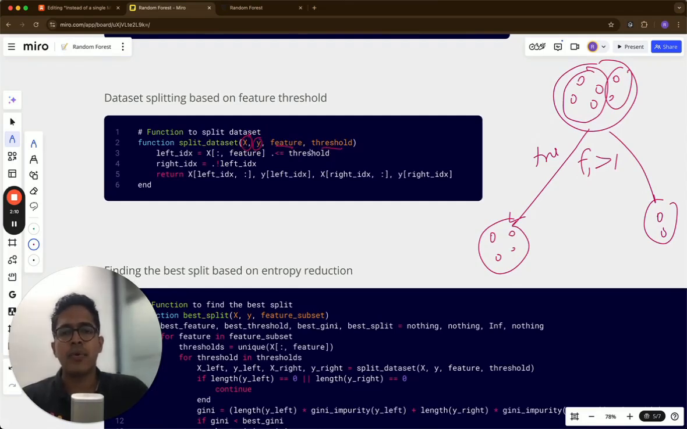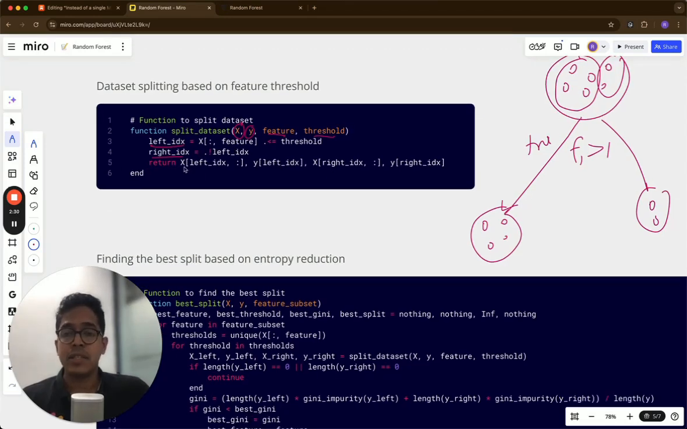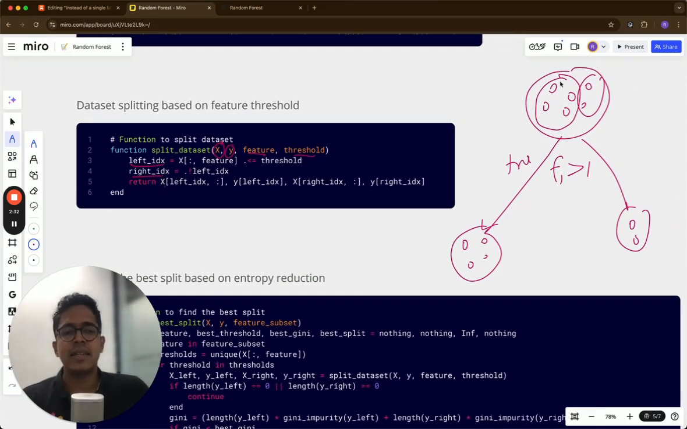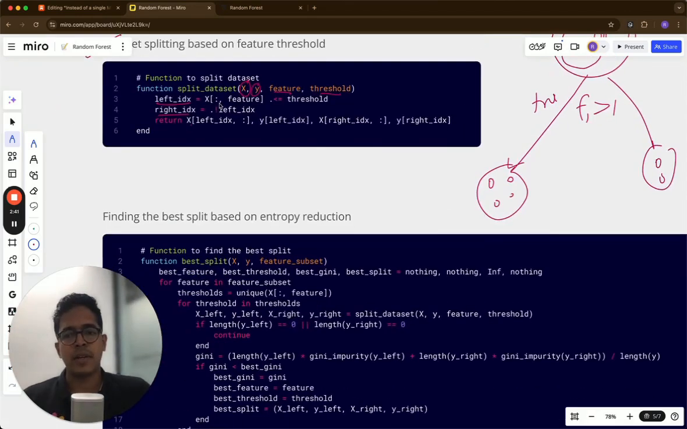So you have 4 incoming parameters into this split dataset function, and you are splitting into left or right based on whether the value of the feature is less than or equal to threshold. If it is true, it goes to the left branch. If it is false, it goes to the right branch. And you split using the same thing. You split not just X, but also Y, because X is the data, Y is the label. X means 2 features are there in the data. Y means the label, whether it's true or false. Okay, so that is the dataset splitting function.